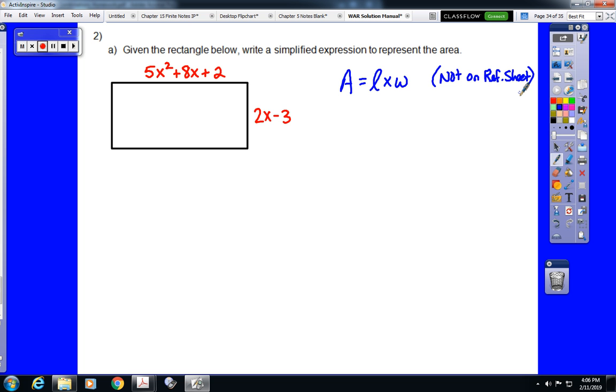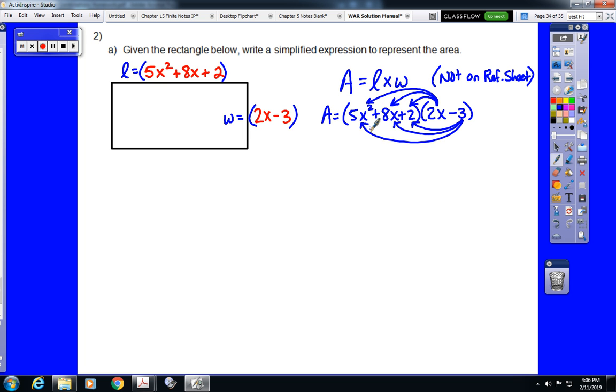Okay? Now, if we look at this, the length is this polynomial, and the width is this polynomial. So all we need to do is multiply them. Yeah, I know, it sounds easy, right? So we're going to do 5x squared plus 8x plus 2 times 2x minus 3. We had one of these just a couple videos ago. We need to make sure that every term in one of these two multiplies every term in the other one. So this should turn into 6 terms.